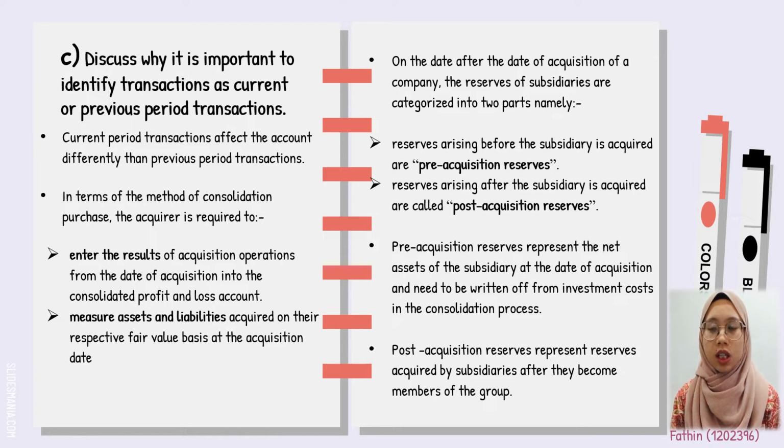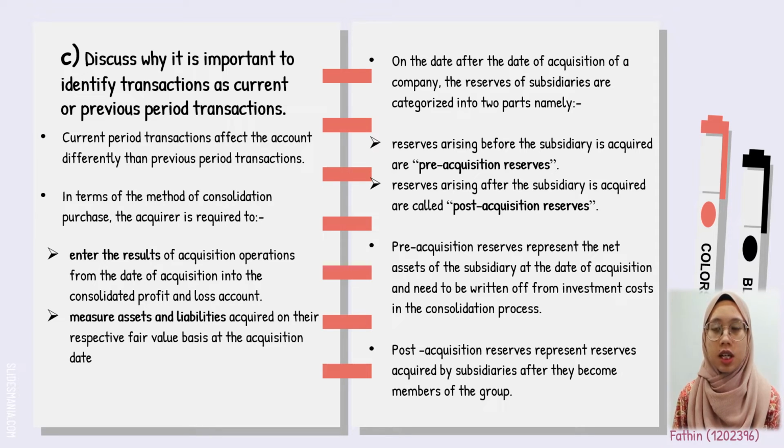For example, current period inventory sales affect cost of sales and sales accounts, while previous period inventory sales affect retained earnings. If the transaction is not placed correctly in the context of time, then the adjustment applied to the transaction may not be appropriate. In terms of the purchase method of consolidation, it is important to determine the date of acquisition. Malaysian Financial Reporting Standard 3, which is MFRS 3, defines the acquisition date as the date on which the acquirer acquires control over the subsidiary.